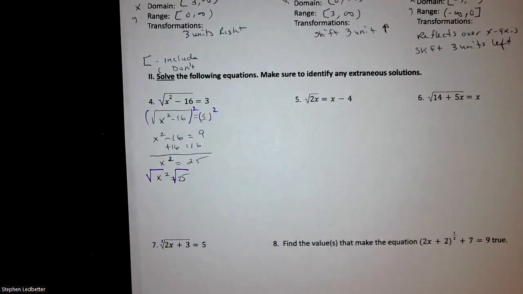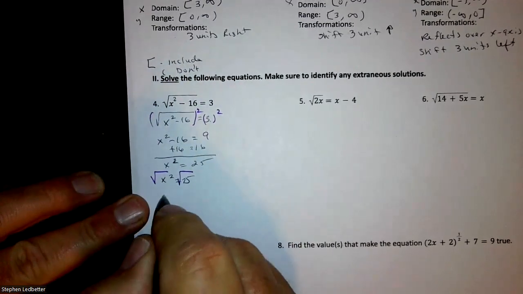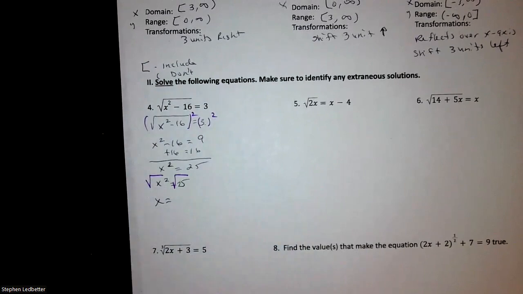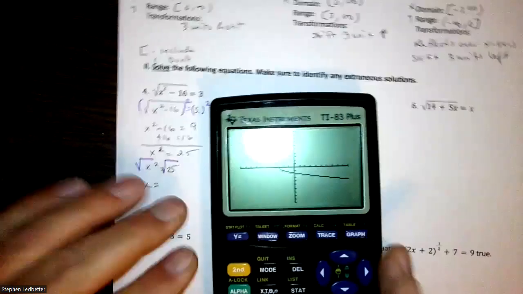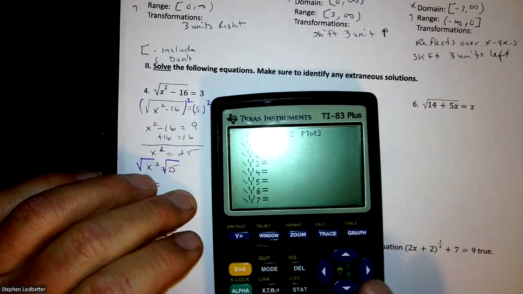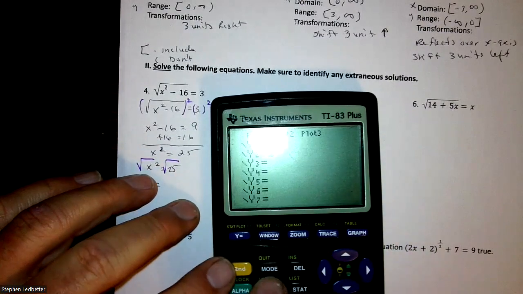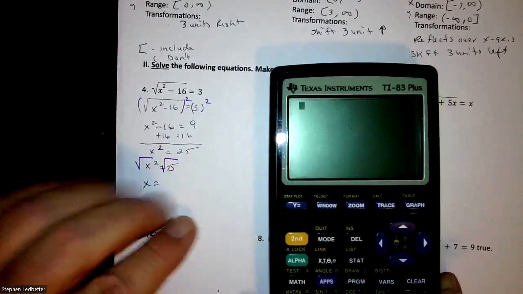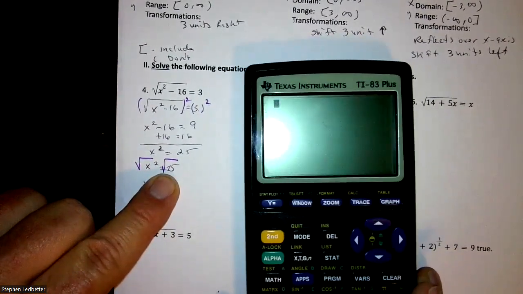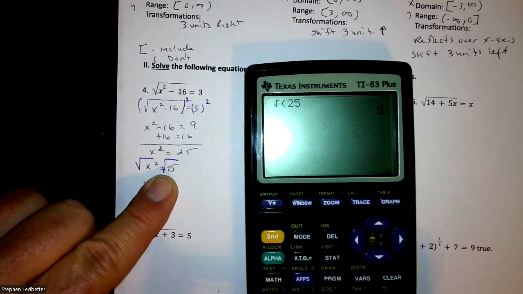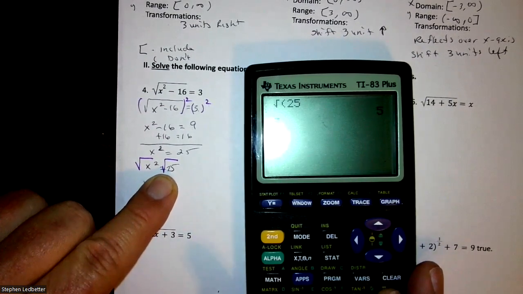So now the x, these cancel each other out. So you've got x equals, now this is your square root. So you could put this in your calculator. Clear this, hit second, quit. I'm going to put the square root of 25 in here. So I hit second, square root, 25, and hit enter. And I get 5. Now, be patient, because it also could be -5.